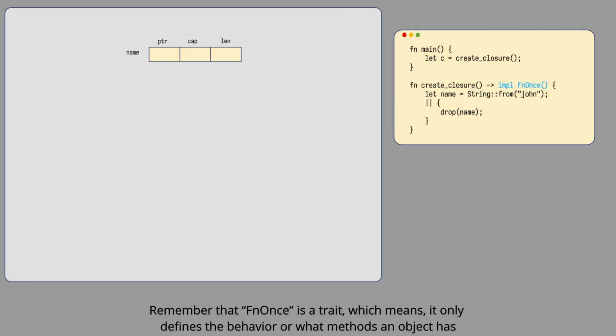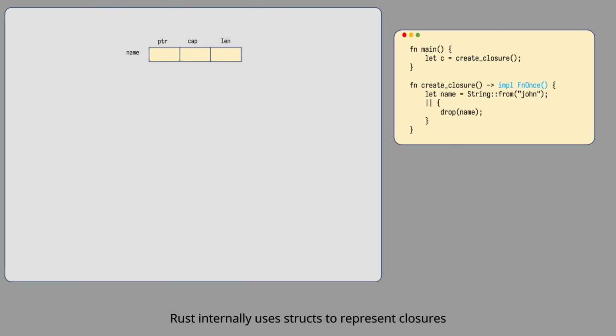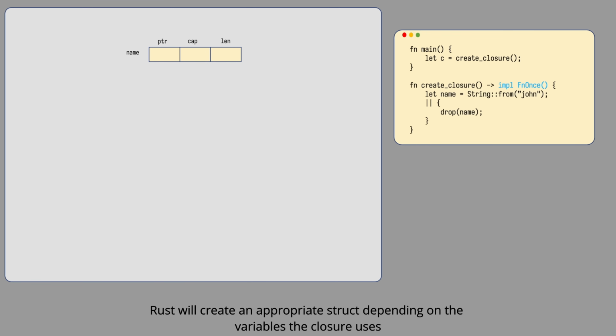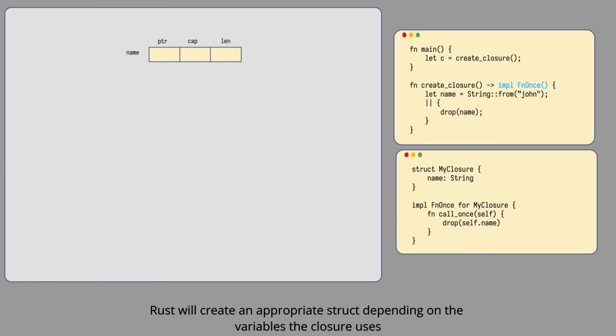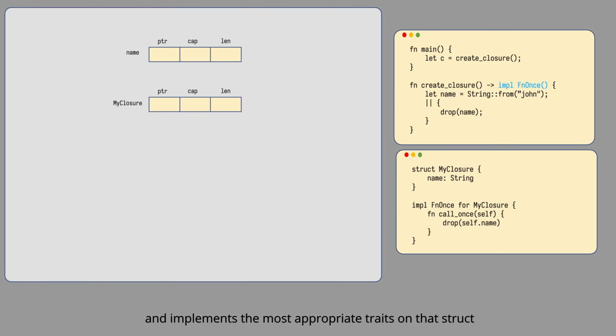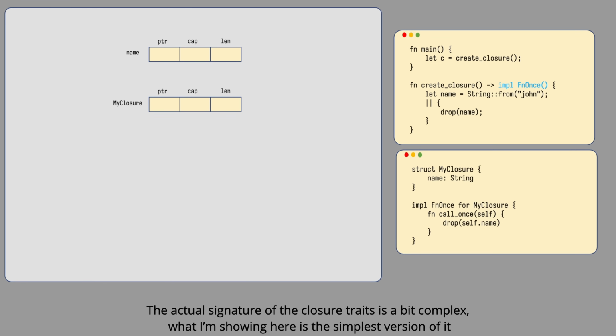Remember that FnOnce is a trait, which means it only defines the behavior or what methods an object has. Rust internally uses structs to represent closures. Rust will create an appropriate struct depending on the variables the closure uses and implement the most appropriate traits on that struct. The actual signature of the closure traits is a bit complex. What I'm showing here is the simplest version of it.